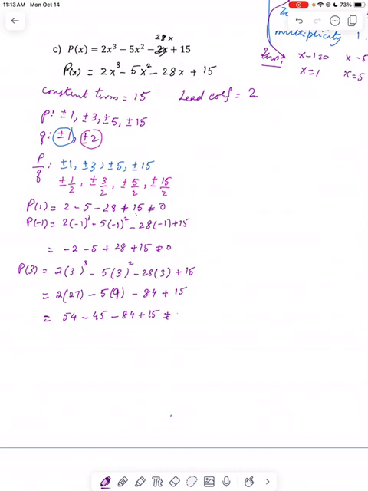Next one, 2 times negative 3 squared minus 23 into negative 3 plus 15. So I get 2 into negative 54. Sorry, just negative 2 into negative 27, not negative 24, negative 27.